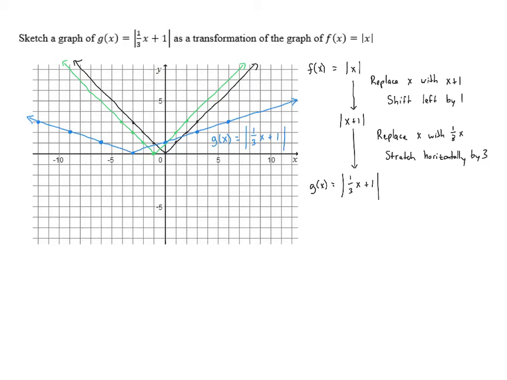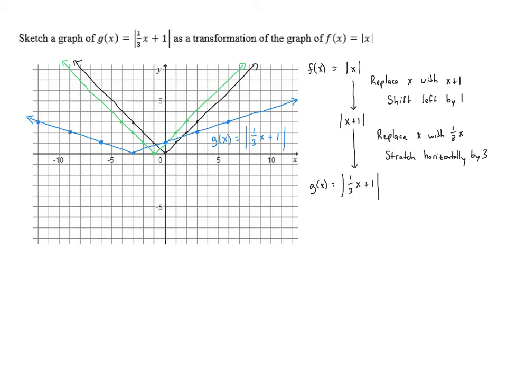Now, the mistake that students often make is they see this 1/3 on the x, and they see this 1 here, and they think, oh, we've got a 1/3 on the x, so we need to stretch horizontally by a factor of 3. And then afterwards, we're adding 1, so we need to shift to the left 1 unit. It's not going to work if we do things in that order, because remember, all of the rules that we have talk about replacing x with something else.